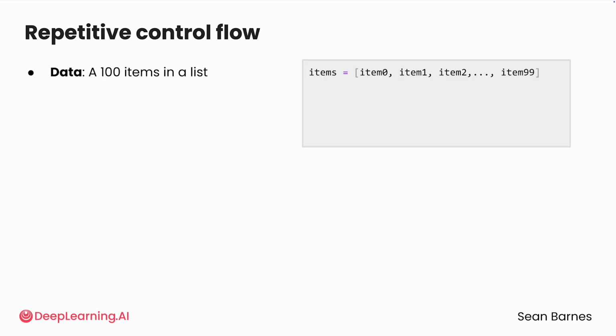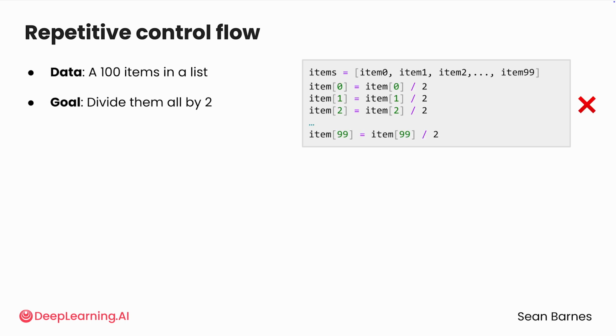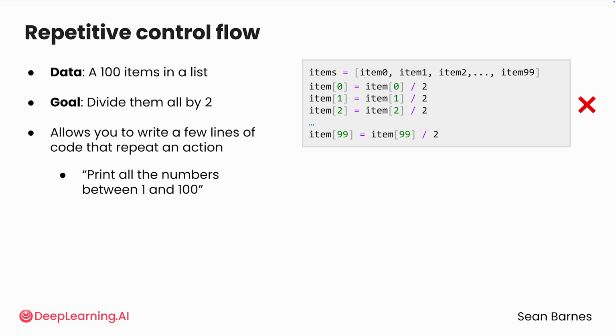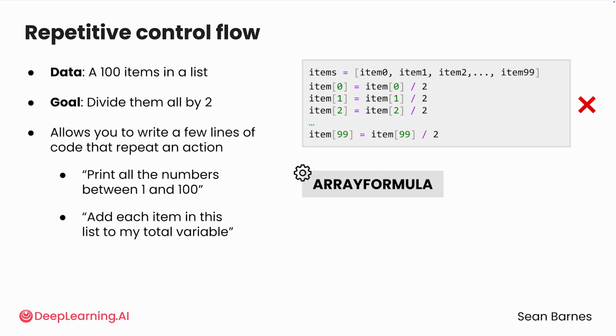If you have 100 items in a list and you need to divide them all by 2, you don't want to have to write 100 lines of code. Repetitive control flow allows you to write a few lines of code that repeat in action. Examples could be print all the numbers between 1 and 100, or add each item in this list to my total variable.